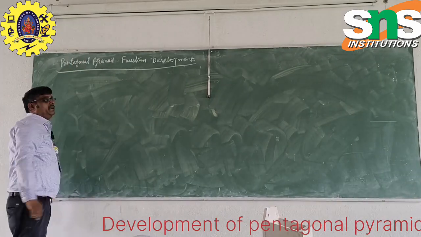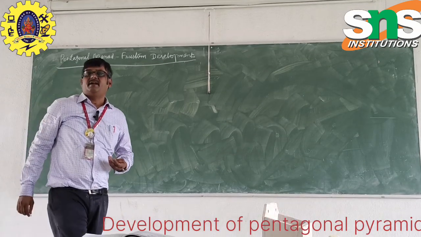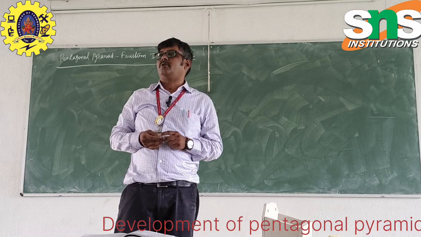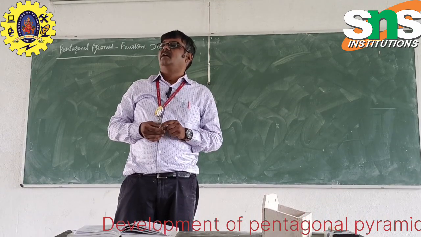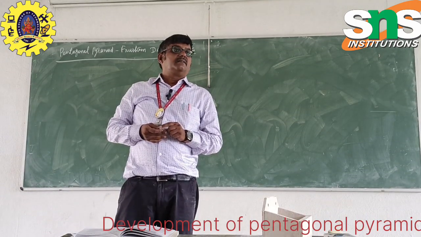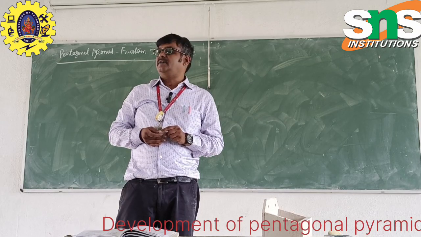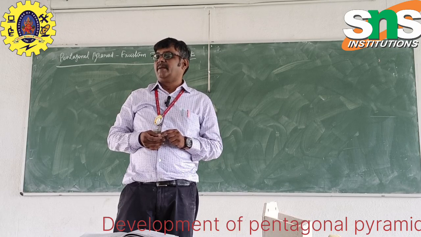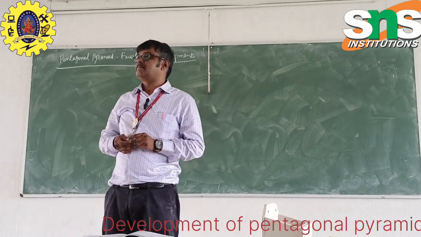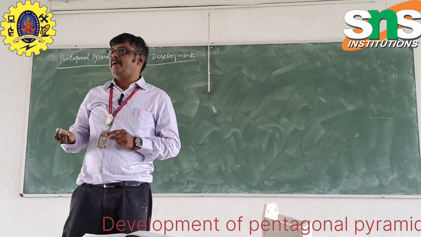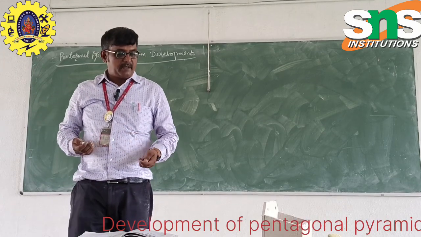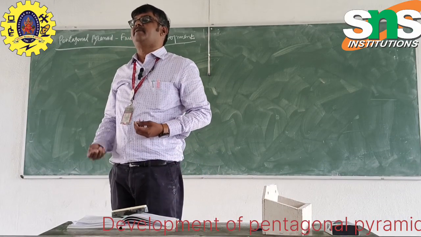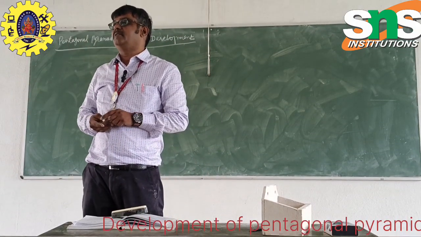So let me see the frustum of a pentagonal pyramid, which is different from the previous three problems you had seen in the previous session. Here the problem given is: the height of the pentagonal pyramid is 60 millimeter. Where has it been cut? From the base, it has been cut at 25 millimeter.